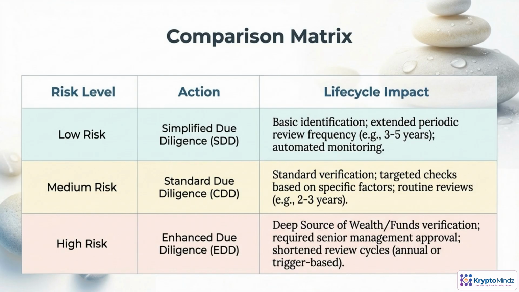Risk rating then determines how much work you do over the customer's lifecycle. For low-risk customers, you collect basic information, review them less often, and rely more on automated monitoring. Medium-risk customers receive full standard CDD, normal document checks, periodic reviews, and some targeted follow-up when needed. High-risk customers require enhanced due diligence, detailed source of funds and wealth, more documentation, senior management sign-off, and much more frequent or event-driven reviews and monitoring.